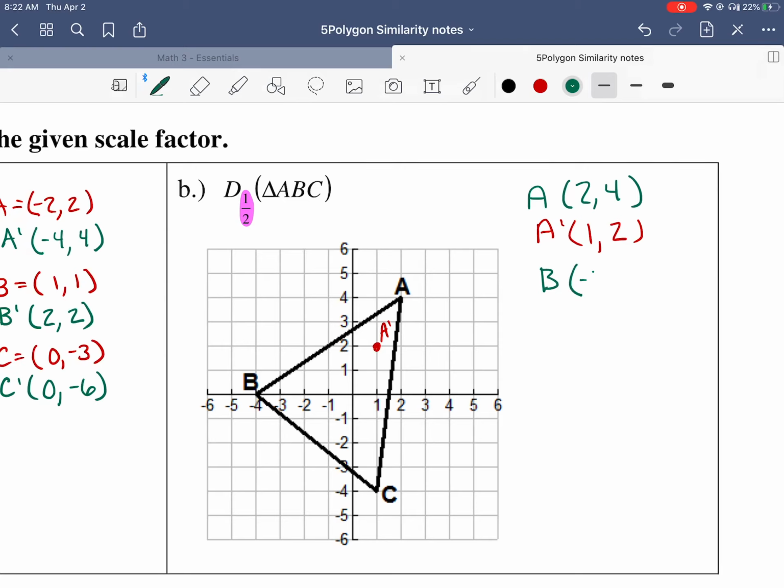B is at -4, 0. I'm going to multiply both of those by 1/2. -4 times 1/2 is -2. 0 times 1/2 is still 0. And last but not least, C is at 1, -4. I'm going to multiply each one of those by 1/2. 1 times 1/2 is 1/2. -4 times 1/2 is -2.